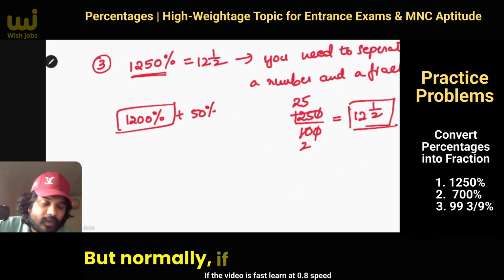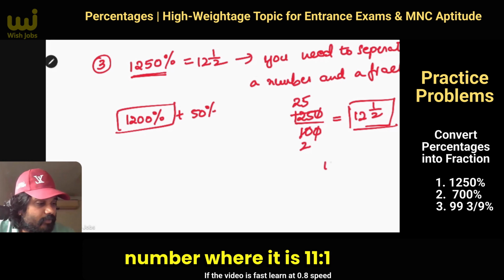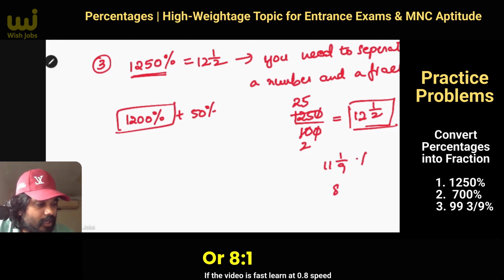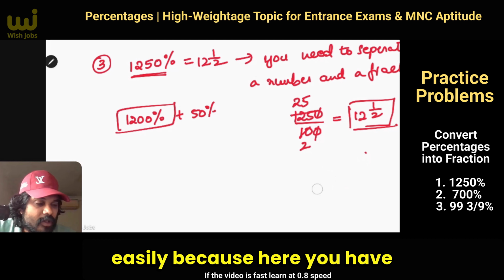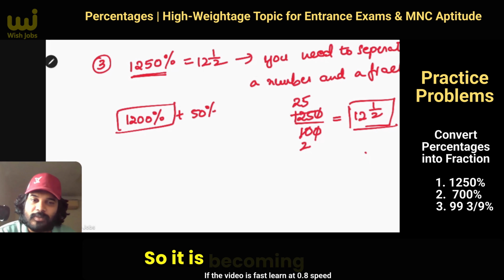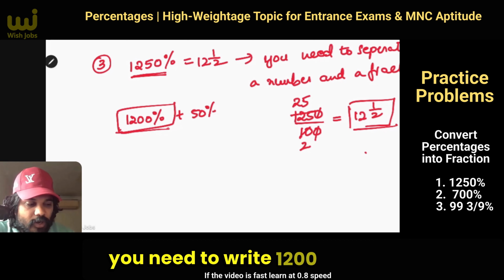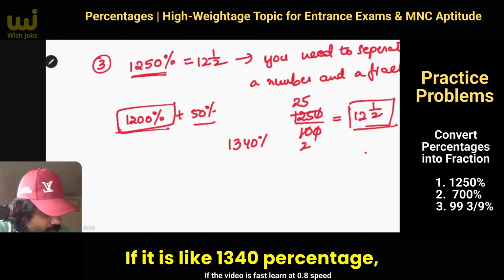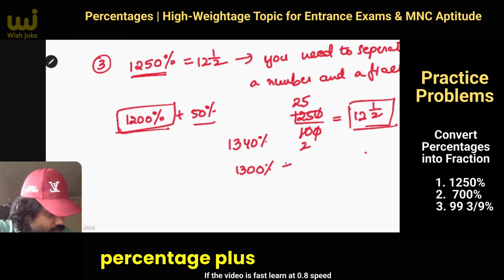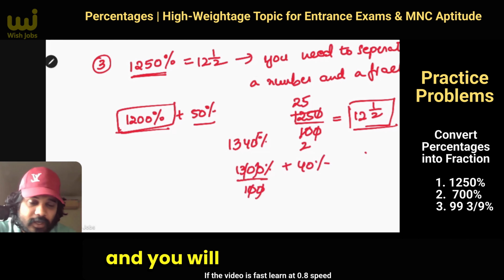But normally, if you don't know how to divide it, suppose you got a number like 11 1 by 9, or 8 1 by 9, so the calculation would be difficult. You cannot calculate that easily, but here you have 50 percentage and 100, so it is becoming easy. For that, you need to differentiate. If there is 1250 percentage, you need to write 1200 plus 50. If it is like 1340 percentage, you need to write 1300 percentage plus 40 percentage. Why? Because with the percent and 100, the calculation would be easy and you will get a real number.